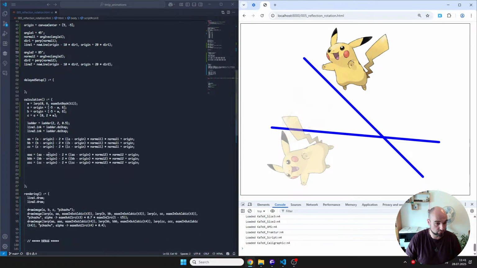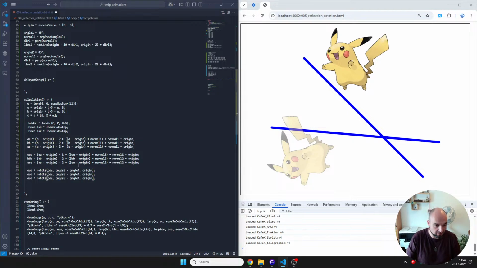So what we want to do, and this is now a little bit easier because of the helper functions in my package, we want to rotate AAA around, let's try to remember, first the angle, I think, angle 2 minus angle 1, and then the rotation center, origin. And as I said, I think it's twice the angle, but let's see what happens.